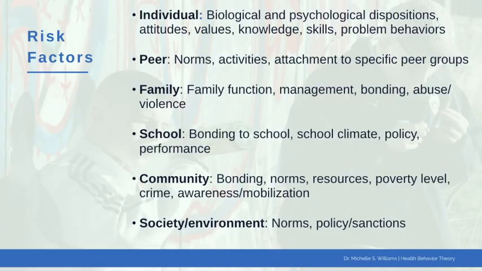At the interpersonal level, their peers can play a significant role if the norm in their community is to be in a gang, or the activities in which they have to engage are associated with violence. And as we talked about, family plays a significant role in how the family functions. If there's bonding or abuse within the family, that can lead to risk behaviors as well. And then school level factors can play a role. Is there a school climate that promotes safety, or is there a school climate in which violence is the norm? And then also looking at the norms and policies within communities and within society at large can also play a role in children engaging in risk behaviors.